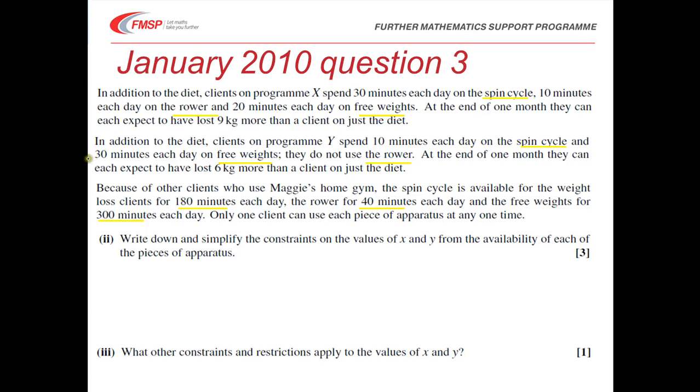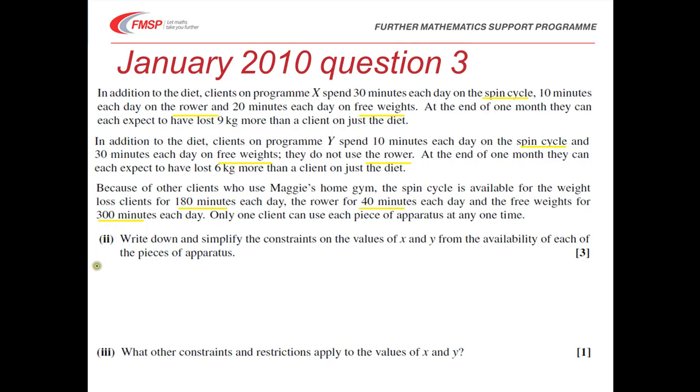And then you've got program Y, 10 on the spin cycle, 30 on the free weights, and they don't use the rower. And then we're given restrictions. We're told that the spin cycle is available for the weight loss clients for 180 minutes a day, the rower for 40, and the free weights for 300. So I've sort of underlined or tried to underline the important bits.